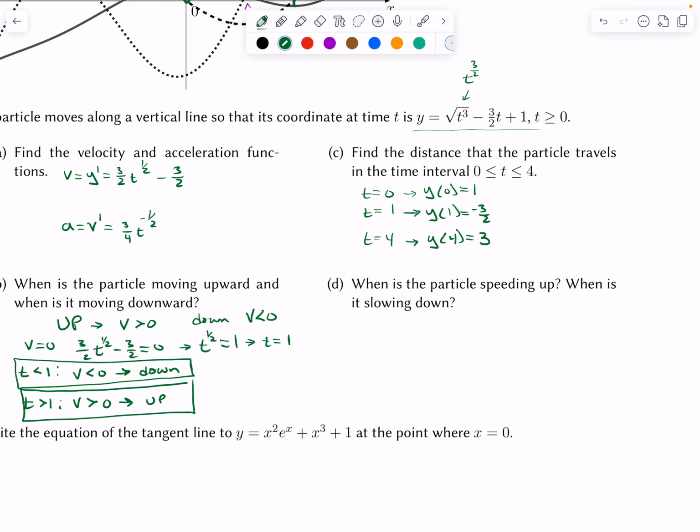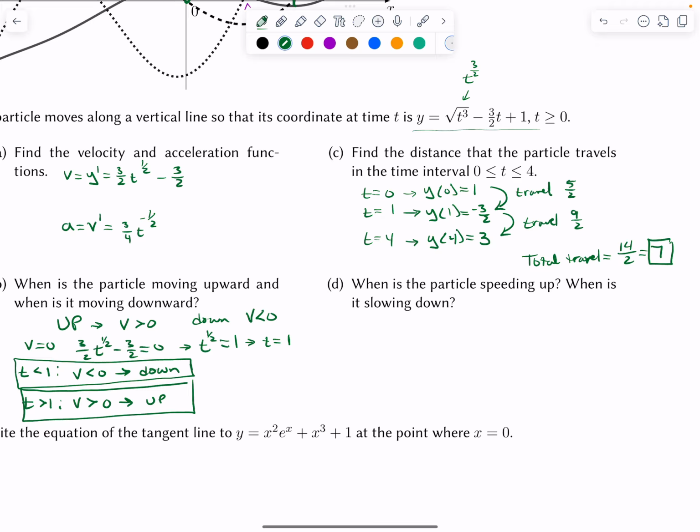Okay, so from here to here, we travel 5/2 units. And from here to here, we travel 9/2 units. And so the total travel is going to be 14/2, or 7.